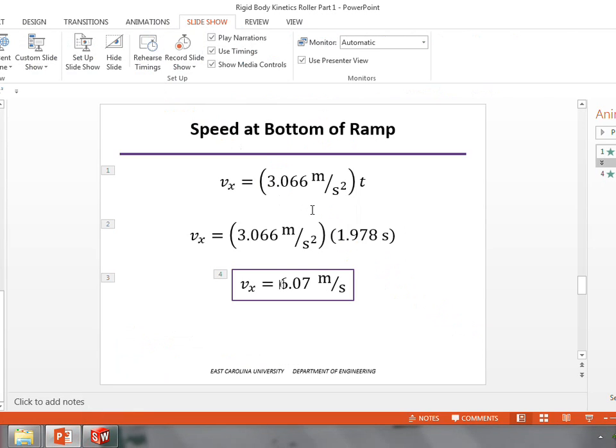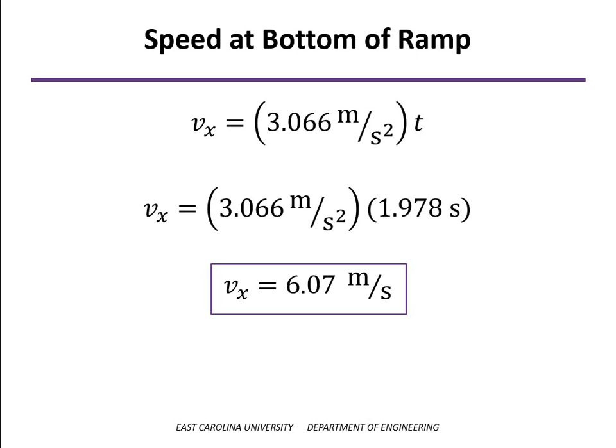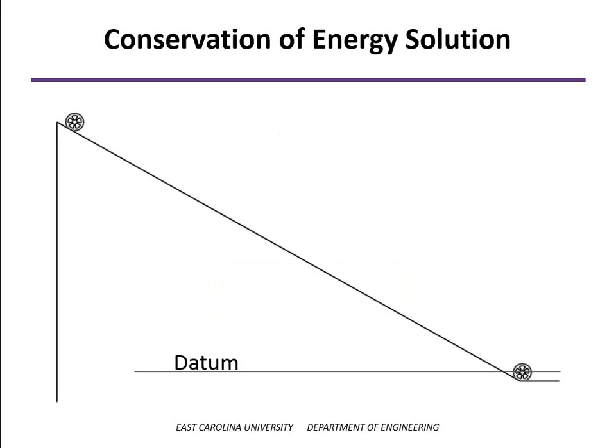Okay, let's go back to our calculations for a moment. We just, again, predicted the velocity of 6.07 meters per second at the bottom of the ramp. In addition to doing it with the equations of motion, we could also use conservation of energy here. The reason we can do that, even though there is friction, is that, remember, if rolling without slipping, the friction force is not doing any work. And so we don't have to consider that in our calculations here.